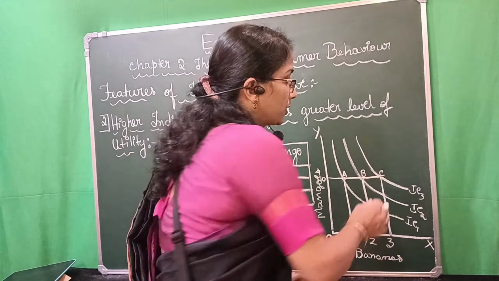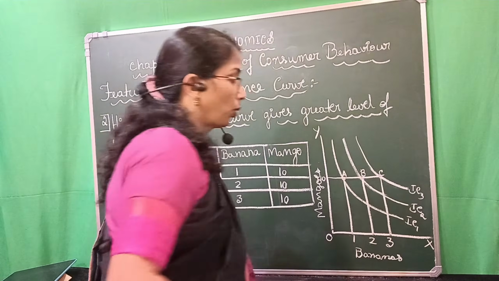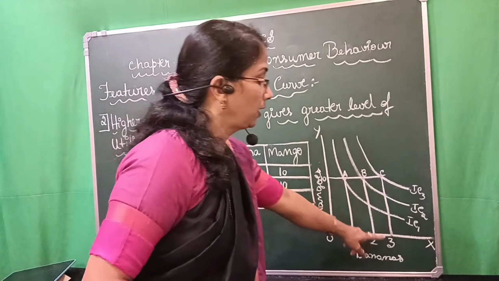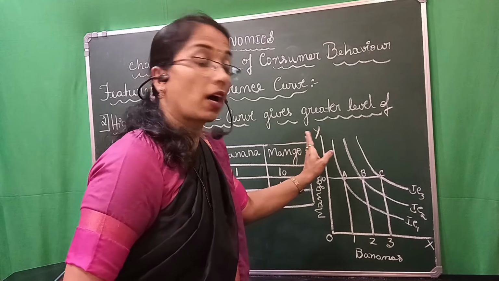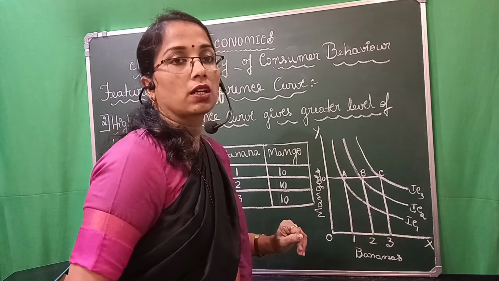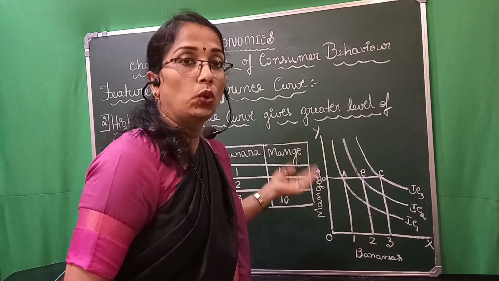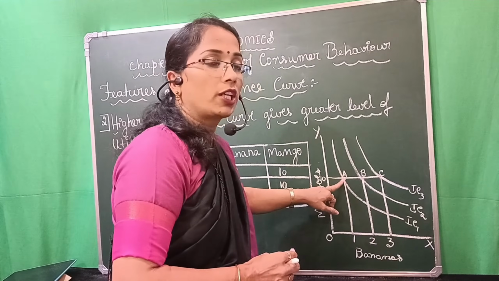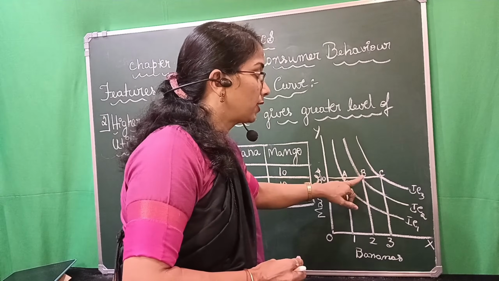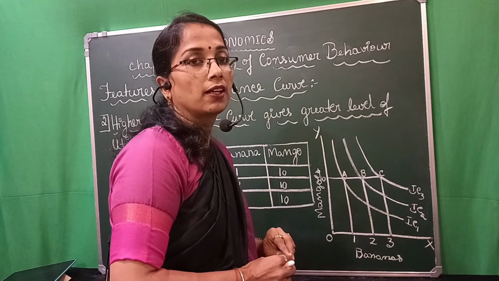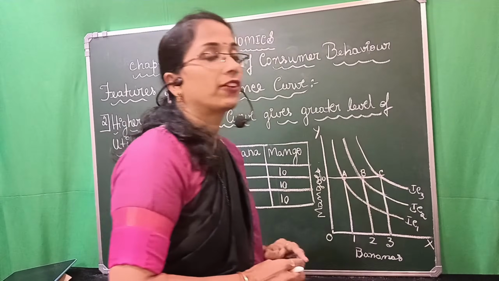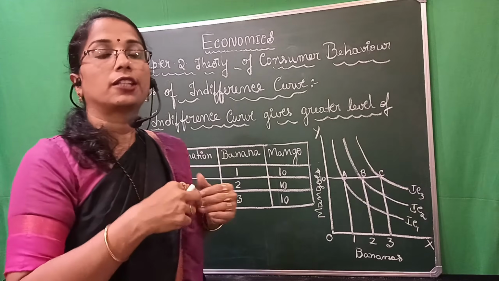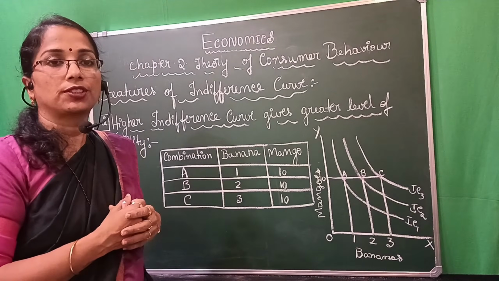If we take point C on the IC3 curve, that shows the consumer is having the combination of 10 mangoes and 3 bananas, which is higher than all the other two combinations which lie on the lower indifference curves. So point B is better than point A, and point C is better than point B and point A because it lies on the higher indifference curve IC3. So, the higher the indifference curve, the greater the level of satisfaction.